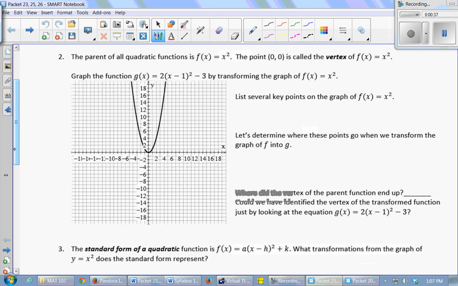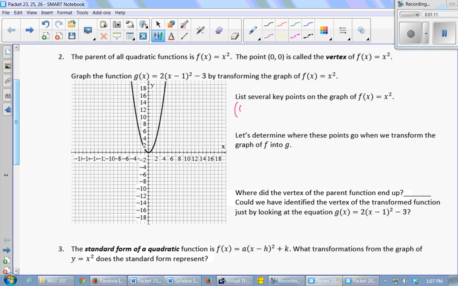So if I was going to graph 2 times (x minus 1) squared minus 3 via transformations, what transformations are going to take place? What does this 2 out front tell me is going to happen? Vertical stretch, and then this minus 1, right 1, and then the minus 3, down 3. So let's list several key points on x squared, and then we'll do those transformations and see what we get.